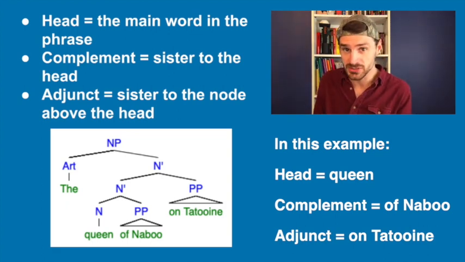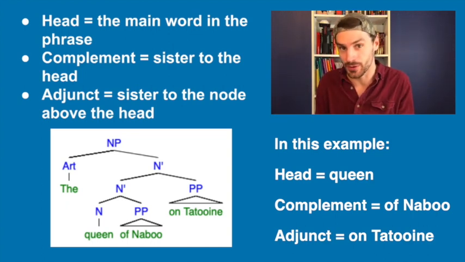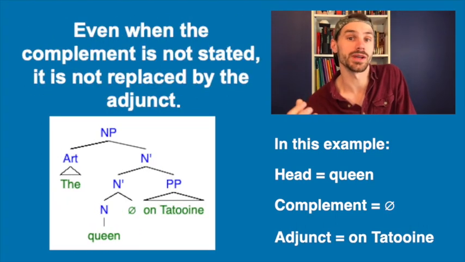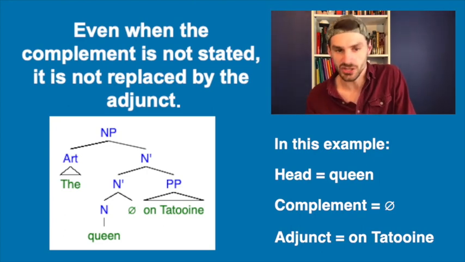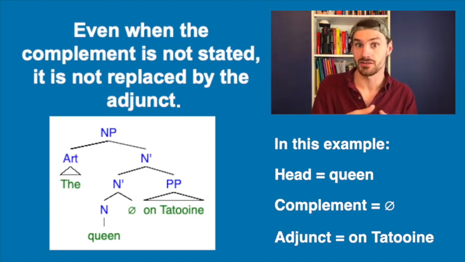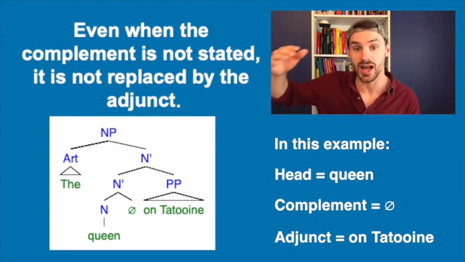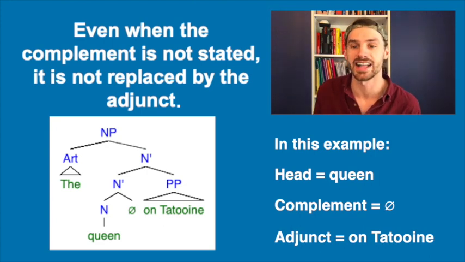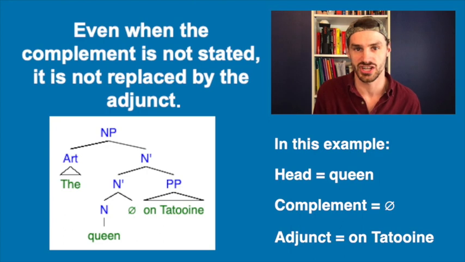But remember, the prepositional phrase on Tatooine fails to answer that question about the queen. What is she queen of? So, even if you were going to omit the complement, which is perfectly fine, you would still draw your tree with a space for the complement, and the adjunct would still be up there 1 level higher, sister to the N-bar, because the prepositional phrase on Tatooine doesn't answer that essential question, what is she queen of?